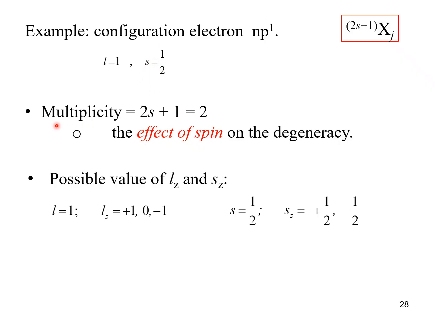In order to find out the multiplicity, we apply the equation 2S plus 1. So 2 times 1/2 plus 1 equals 2, and this value will have an effect on the degeneracy. Then we have to look into the possible values of Lz and Sz in order to determine the value of J. So L equals 1, therefore the value of Lz, which is the angular momentum quantum number with reference to the z-axis, will be +1, 0, and -1, while S equals 1/2, therefore Sz equals +1/2 and -1/2.